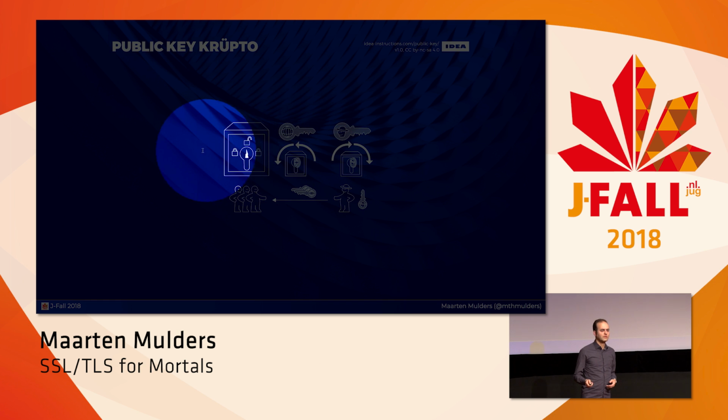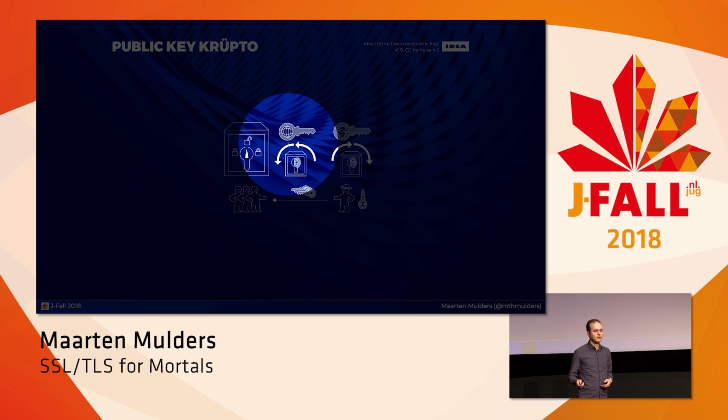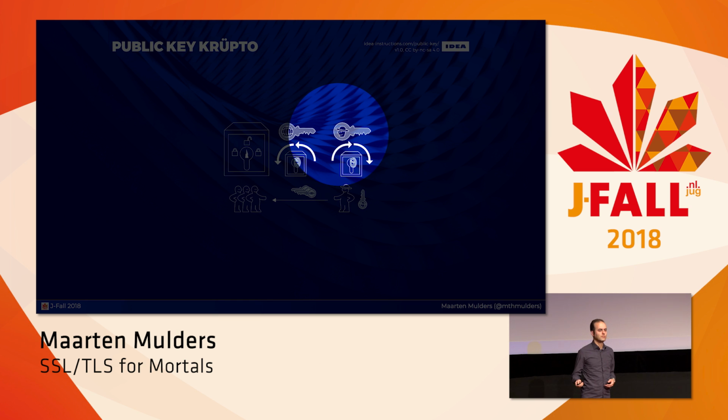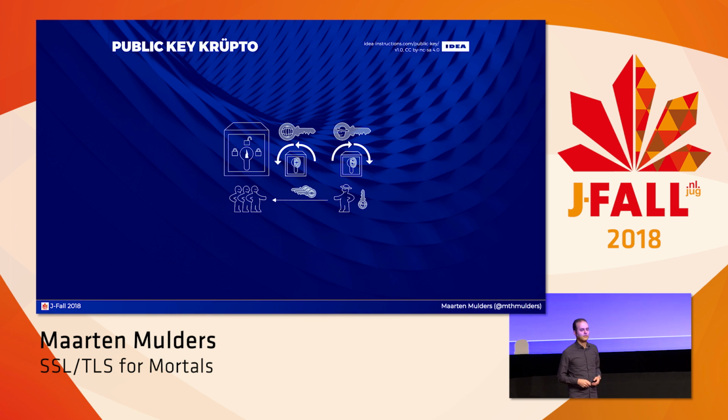Now this is a very special safe, because there's one key with a globe on it. This is what we call the public key. And there's one safe with my face on it. This is not a public key, this is a private key. And the two of them are related to each other in a mathematical way.